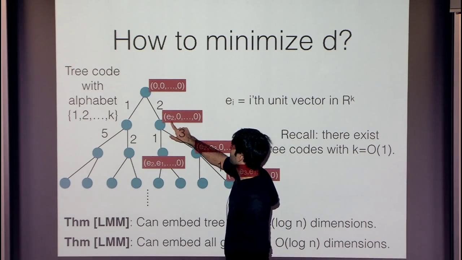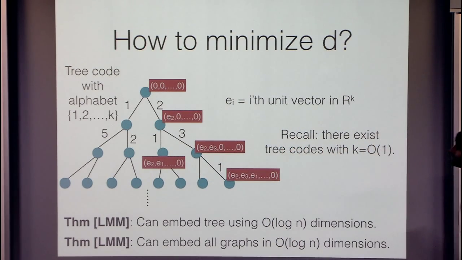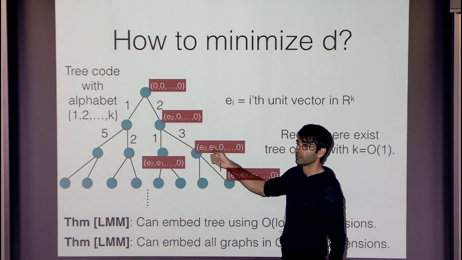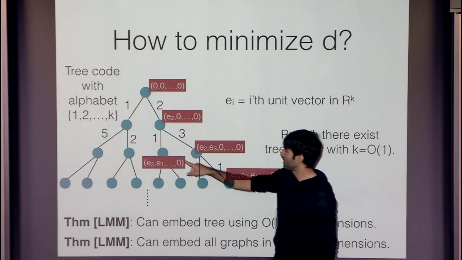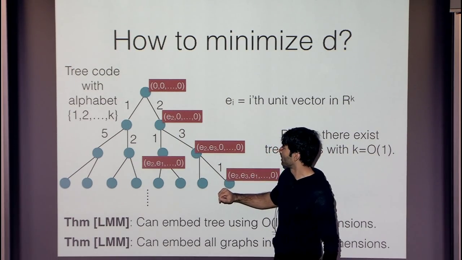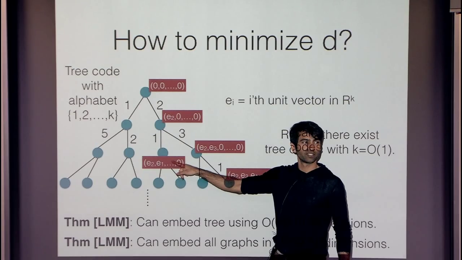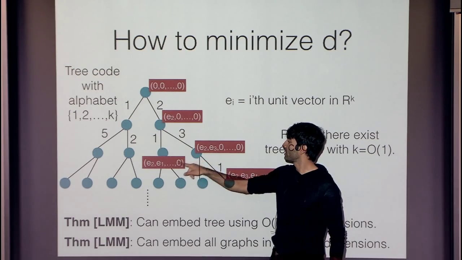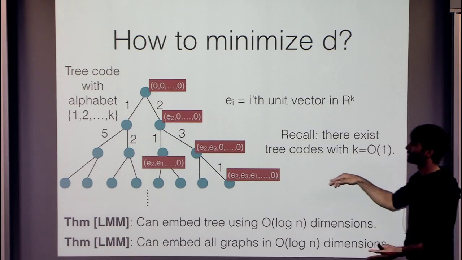So this coordinate goes to E2, 0, 0, 0. This one will go to E2, E3, 0, 0, 0. Okay? So you basically use the labels of the tree code to figure out where to embed things just by concatenating the labels using basis vectors. Okay, so now you see, so what is the distance between these two? It should be 2, and it is, right? So these two already share E2 in the first coordinate, and they disagree on, this one has E1 here and E3 here. So the L1 distance between these two vectors is 2, which is exactly the distance in the tree, right?